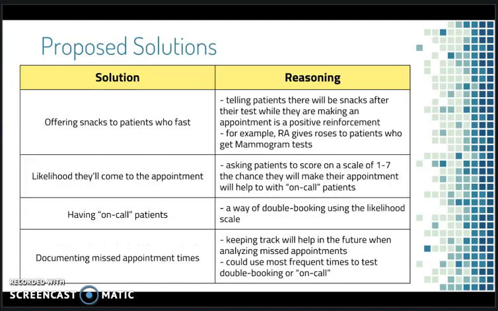We thought that offering snacks to patients that had to fast before their appointment could be a positive incentive for them to come to their appointment. The next two solutions are related to each other. First, we have a likelihood scale where patients who are extremely busy and prone to missing their appointments can let their schedulers know. This knowledge would then allow our second solution to work.